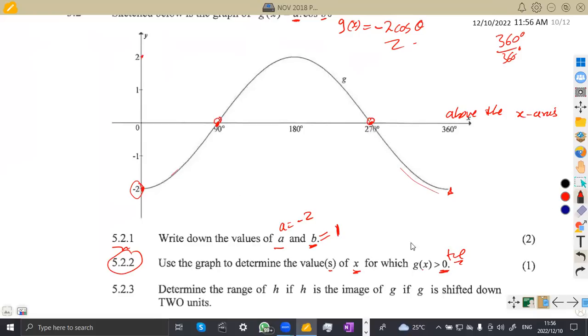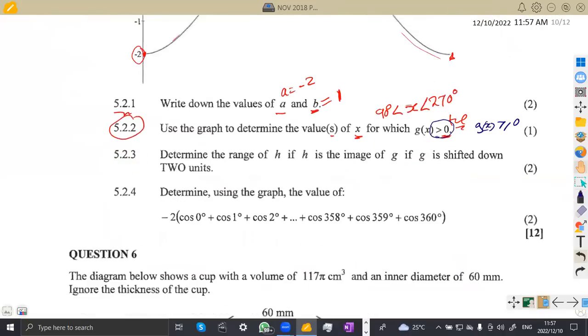So this we can write as x greater than 90 degrees, but less than 270 degrees. Not equal to. I mean, if it was given as g(x) greater than or equal to 0, your answer was going to have equal to here as well. But because we are not given that, it is just going to be 90 degrees up to 270 in this manner. All right, so take note of how you write your answers, guys.